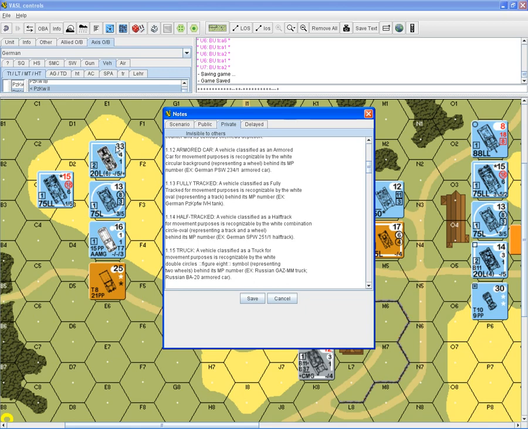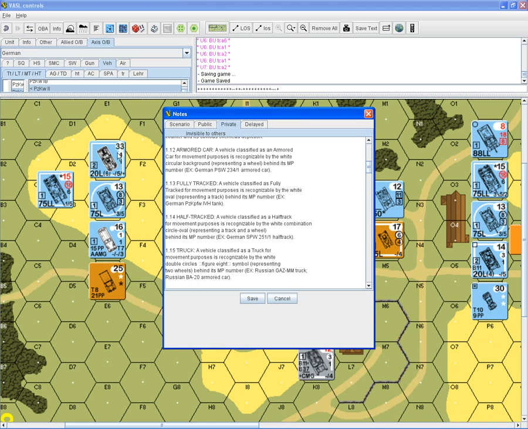An armored car is represented by a single circle. A fully tracked vehicle is represented by a large oval. A half-track vehicle is a combination of these two in that it has an oval and a circle. And last but not least, we have a truck, which has 2 circles. So the 4 main types of vehicles are armored cars, fully tracked vehicles, half-track vehicles, and trucks.